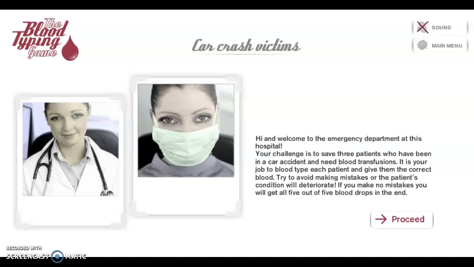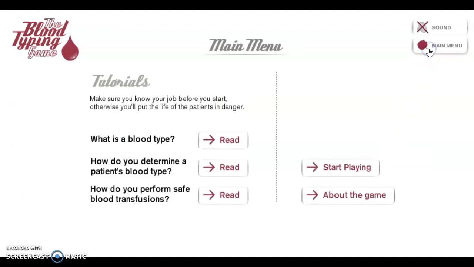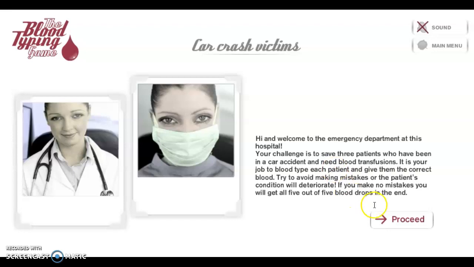If you need more information, I have also posted to the website the links to the tutorials that you would get to if you clicked on the main menu button here. What is a blood type? How do you determine a patient's blood type? And how do you perform a safe blood transfusion? If you want to read about that, certainly go look at those websites as well. But for those who cannot play the game, here's what you're missing. Here's what it would look like.